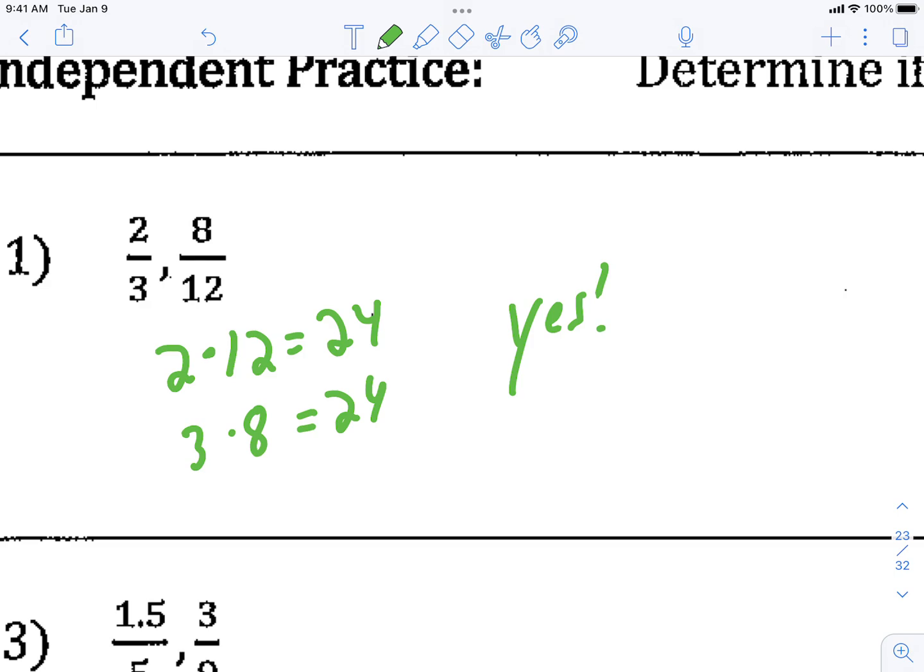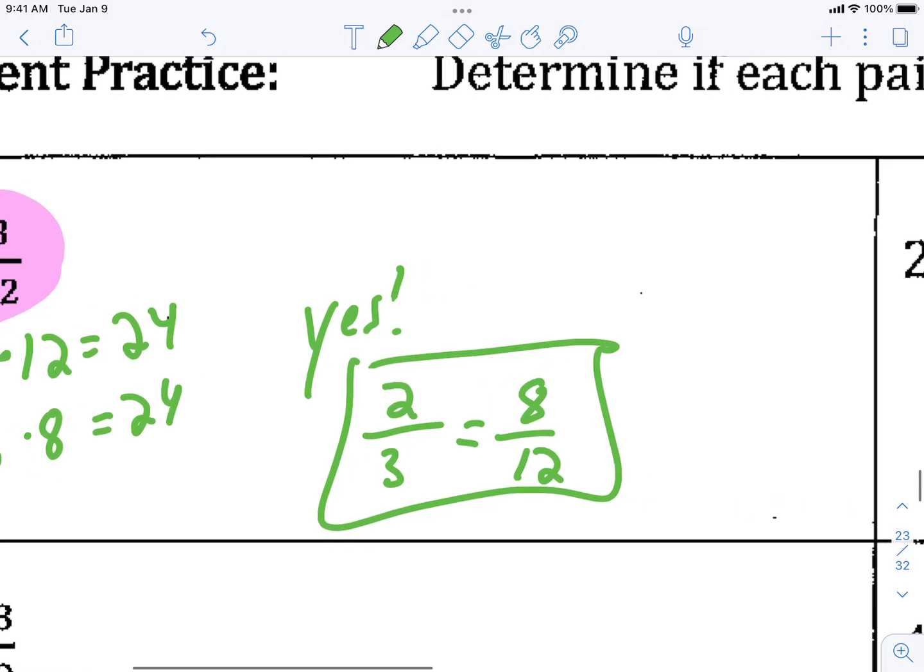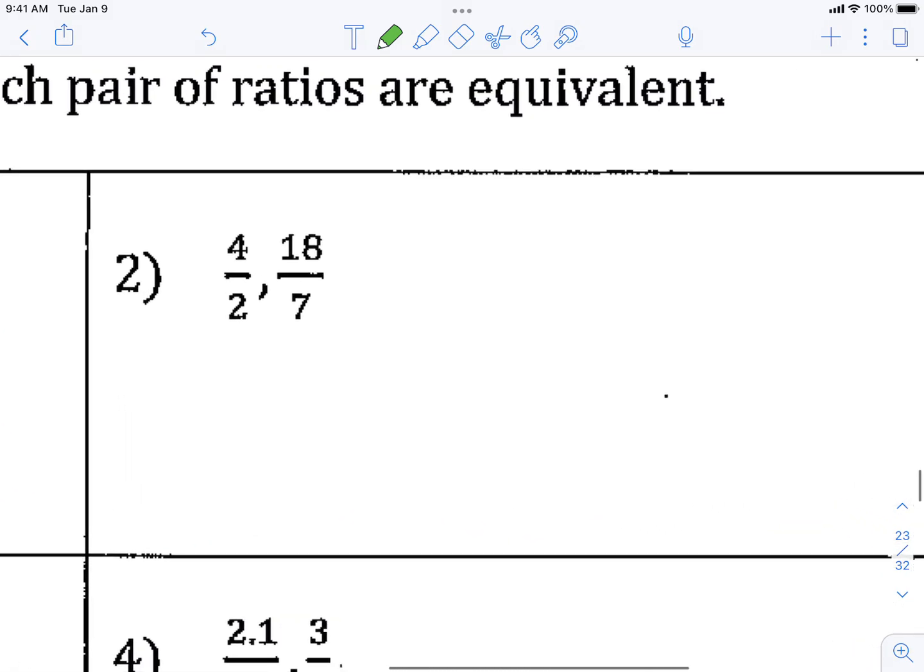As they're written right now, they are just two ratios. They're not a proportion yet. For it to be a proportion, you need the equal sign between them. That is a proportion. So right here, these are just two ratios, and now we're checking to see if we could write it as a proportion.